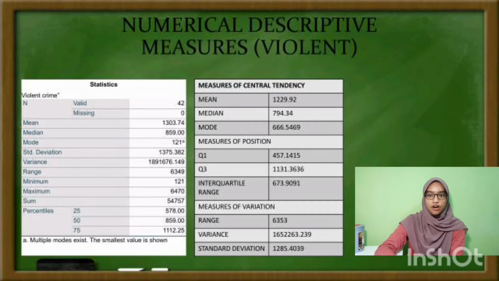For this presentation, I would like to present about statistical analysis using software, which is SPSS. First of all, for the numeric descriptive measures for violent crime, we can see from the sample, the number of samples is 42, and we can see the difference between the manual calculation and SPSS.